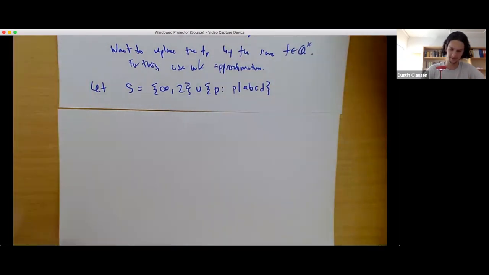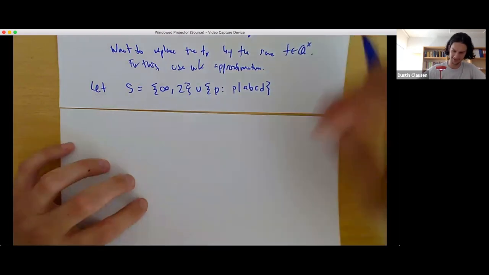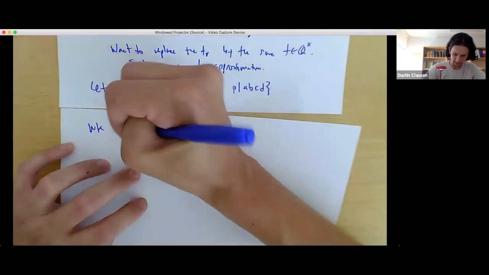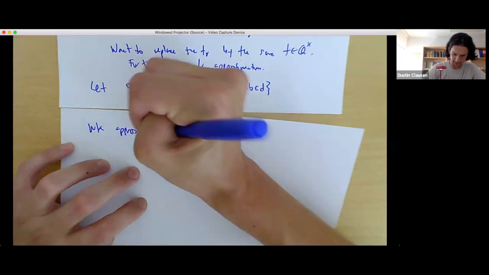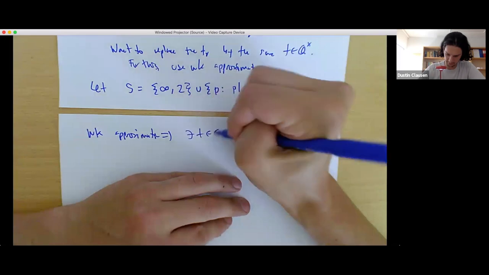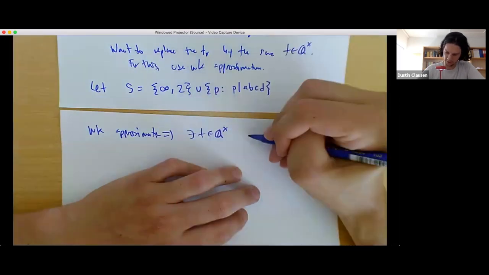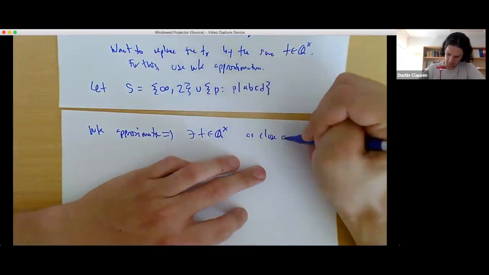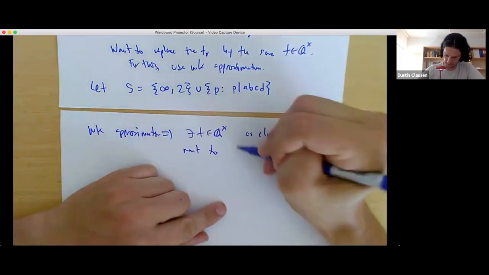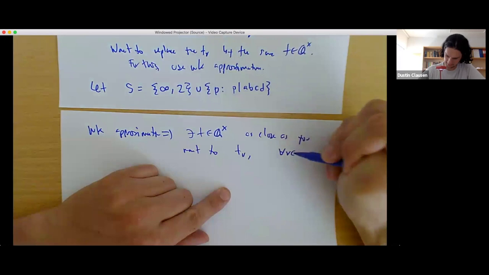We'll use a form of that pretty soon. Okay, so now let's apply weak approximation from your problem set. And that tells you there exists a t in Q as close as you want to t_ν for all ν in S.